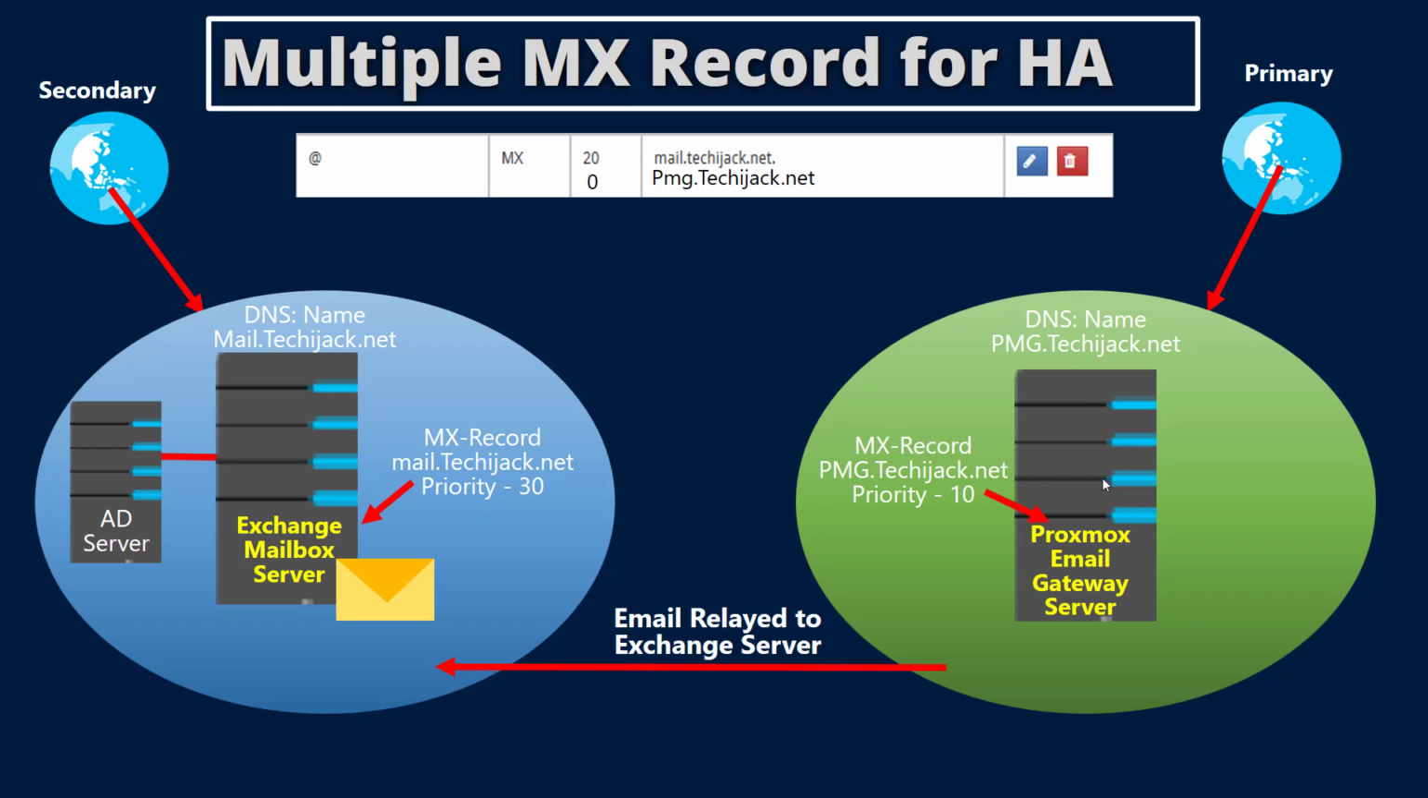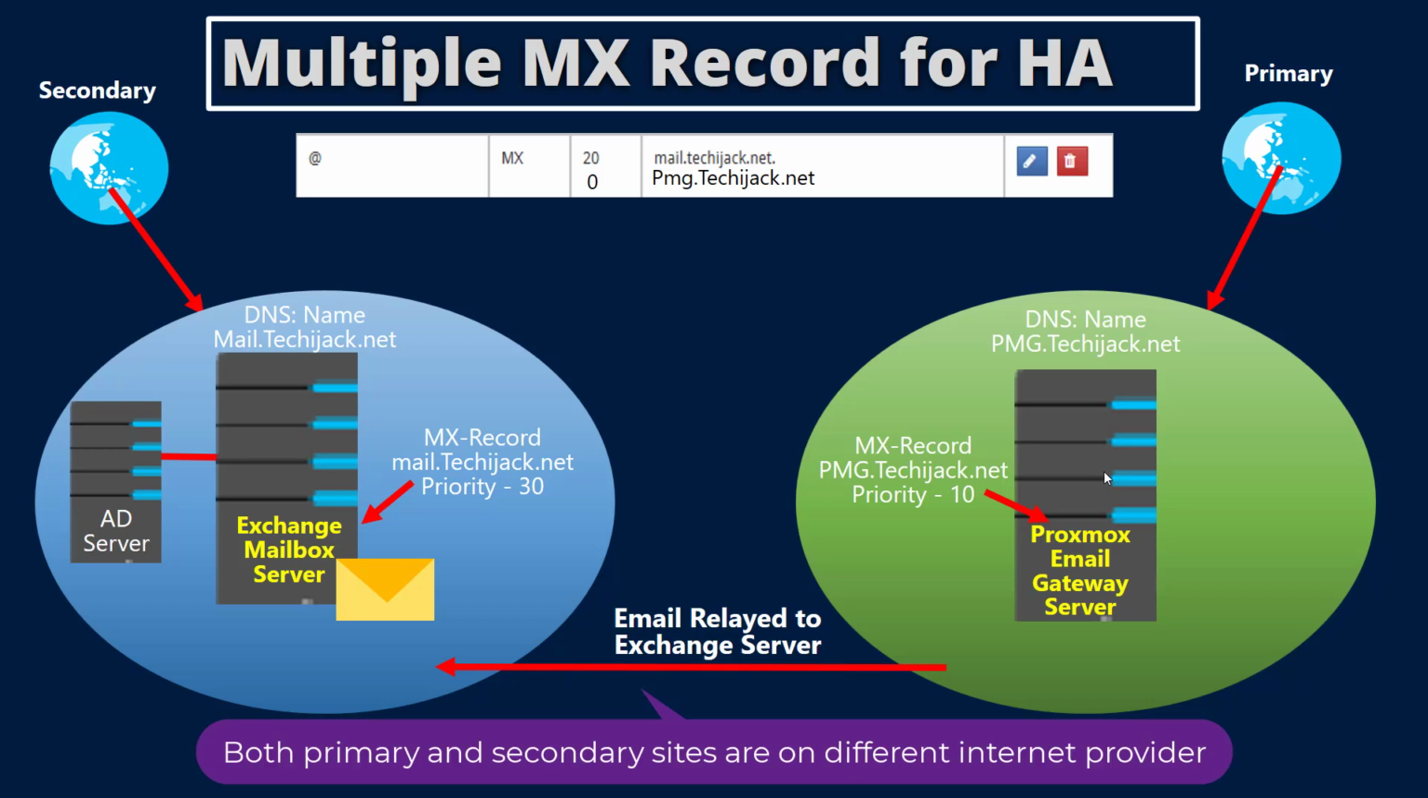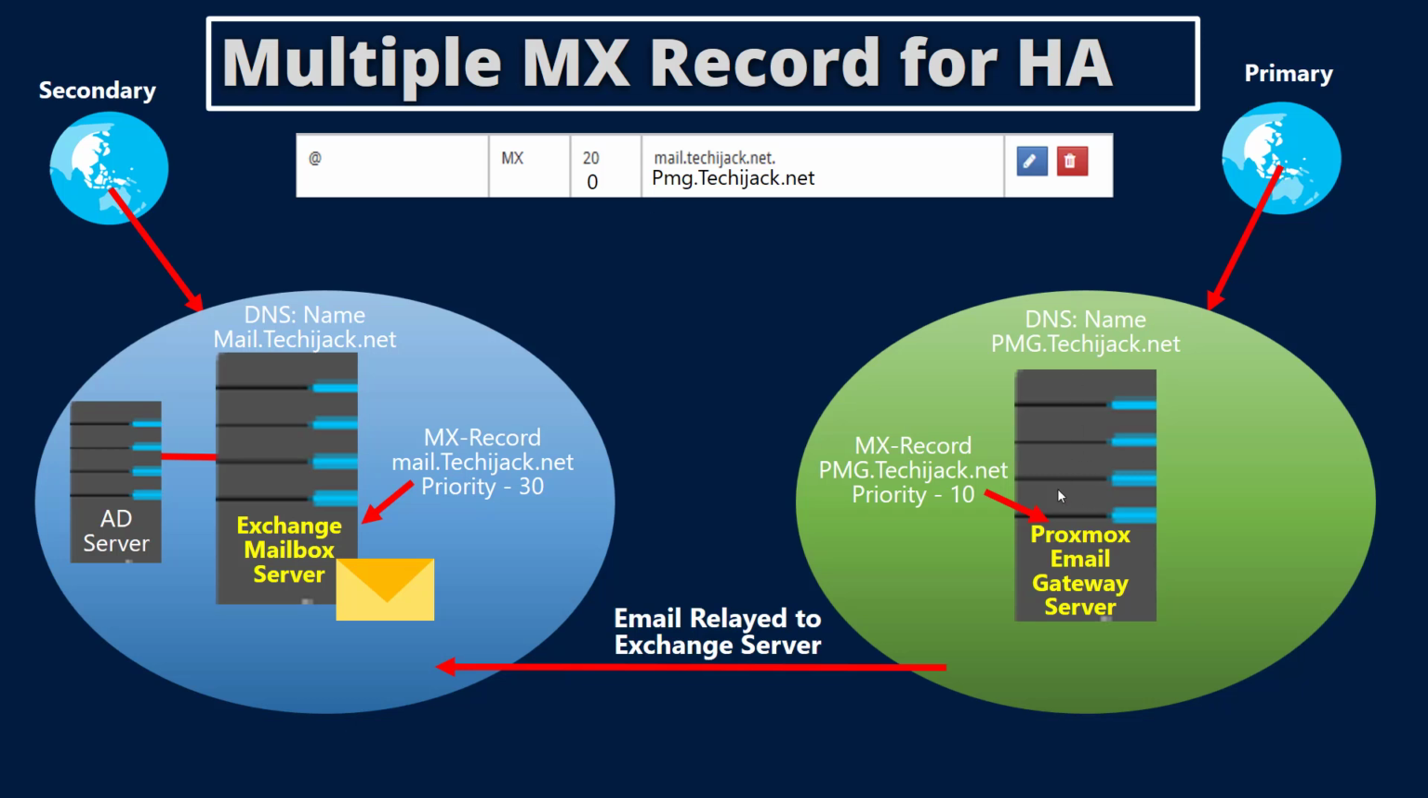And once the message is delivered here, we are filtering the message for spam, viruses and malware. Once the mail is checked for all these things and found clean, it will relay that email to the Exchange server. So we are using this as a security layer for our emails, checking and filtering the email on the Proxmox email gateway server and then relaying it to the Exchange server. It goes like this if everything is working perfectly fine.